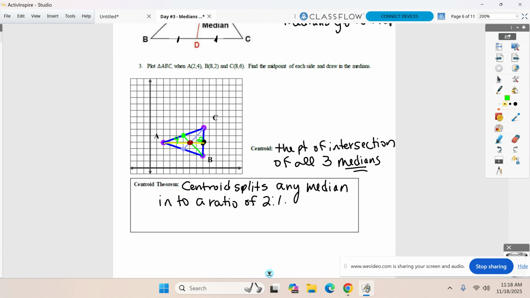2 to 1. And everyone always asks, which one's the bigger part? The bigger part is always from the vertex to the centroid. That is always the bigger one. From the vertex to the centroid is the double piece. Okay? Questions before we start applying it? All right, let's apply it.